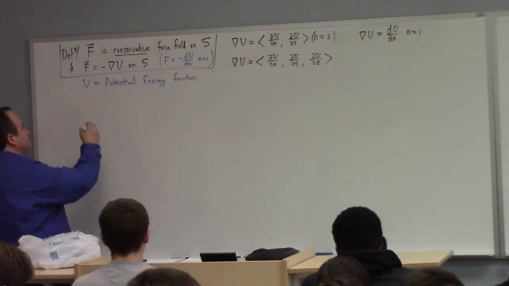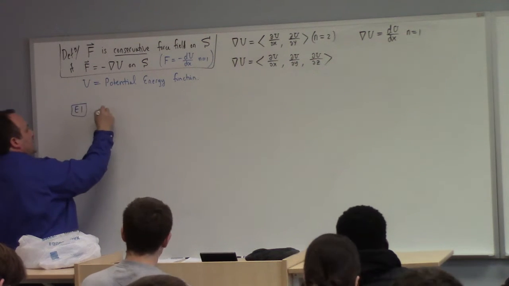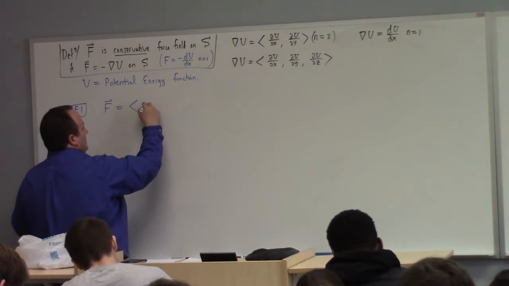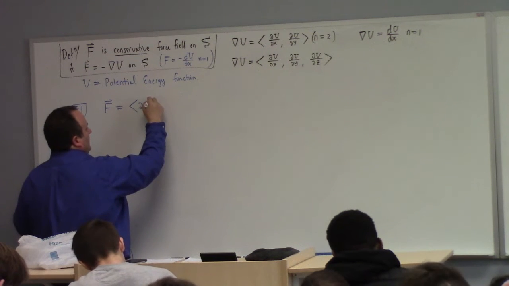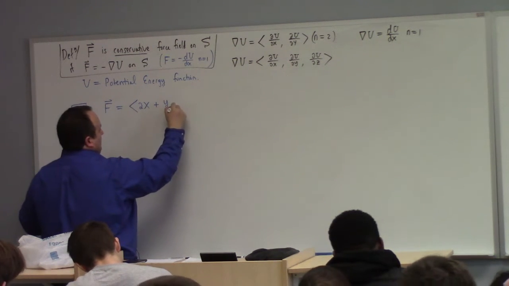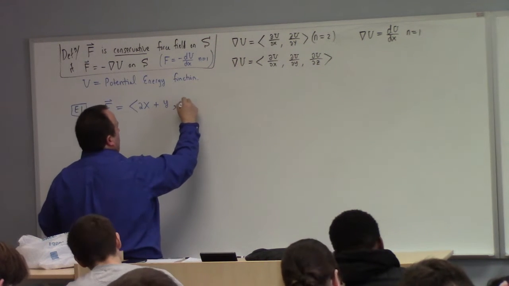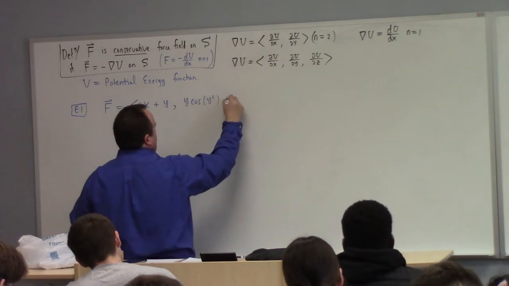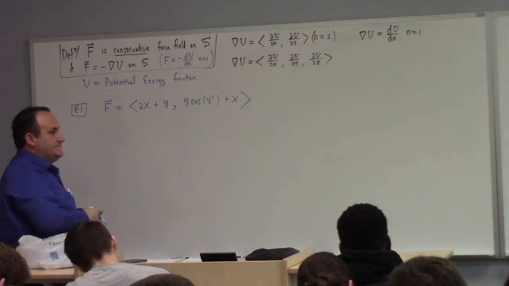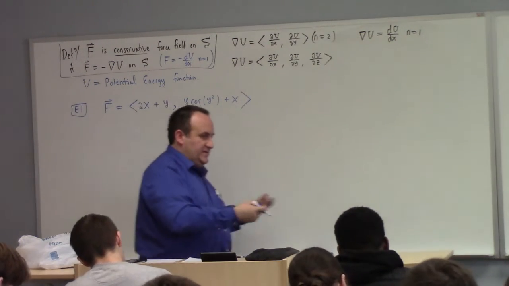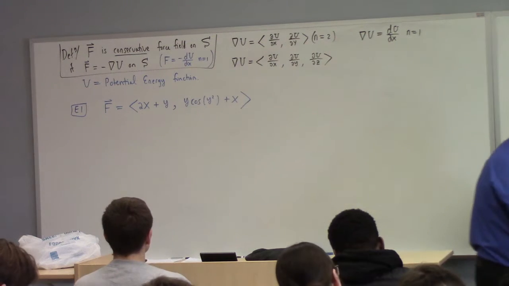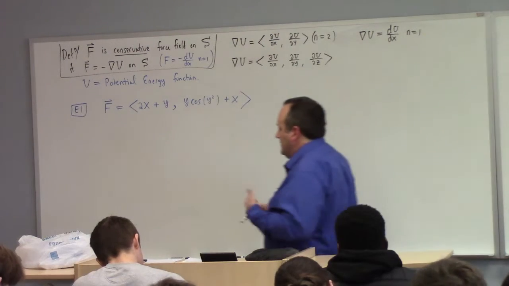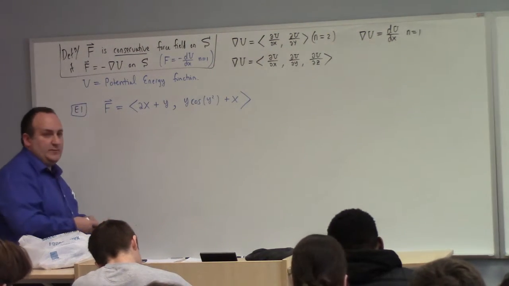So let's look at an example. Suppose your force field has the form, let's say, 2x plus y, comma, y cosine of y squared plus x. All right. The question then is, is this a conservative vector field? The question begged here is, can you find a potential energy function? So let's write down what we need to do.